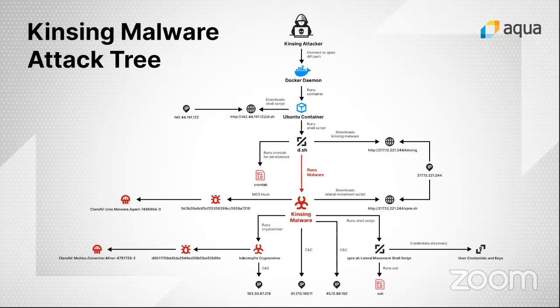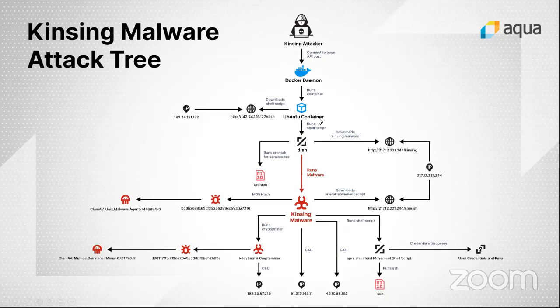The beautiful thing is that the attacker connects to an open API port. Wow, did I talk about securing APIs? Did I say something about that? So the first thing is it goes through the API, then jumps into the Docker daemon and runs a container. The container downloads a shell script from a malicious IP address. URL filtering, IP filtering: where is my IP filtering? Then the container runs the shell script.